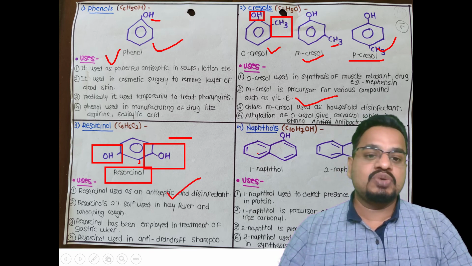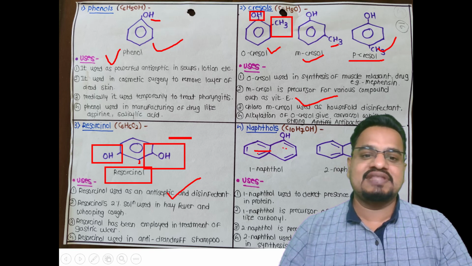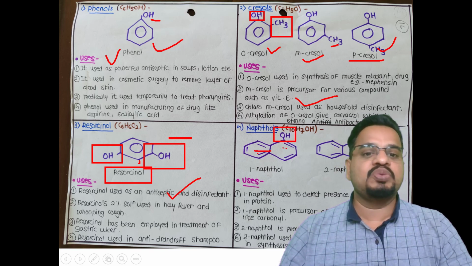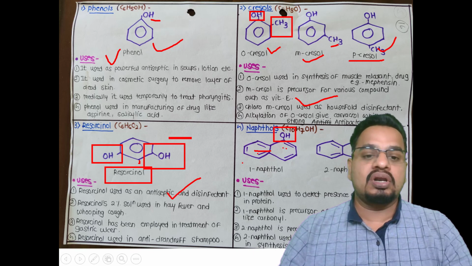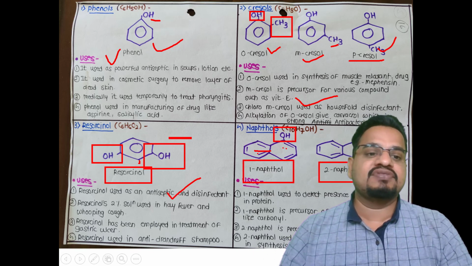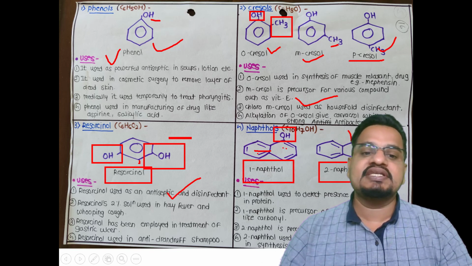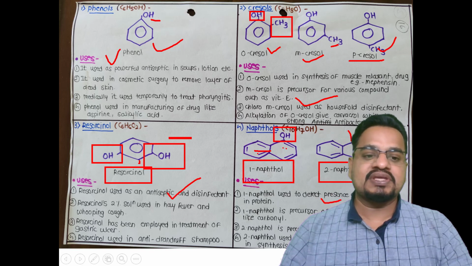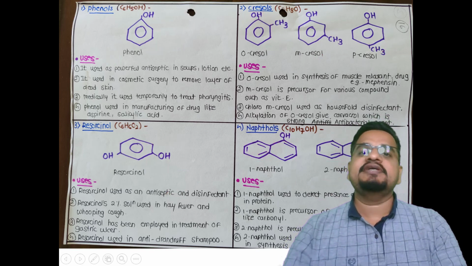And naphthalene is what? Two benzene rings attached to each other. To this naphthalene, one OH group is attached, so that is naphthol. This is one naphthol or alpha naphthol, and this is beta naphthol. At the first position, alpha naphthol. At the second position, beta naphthol. And these are certain usages of the compound.